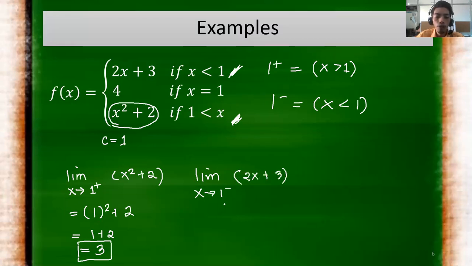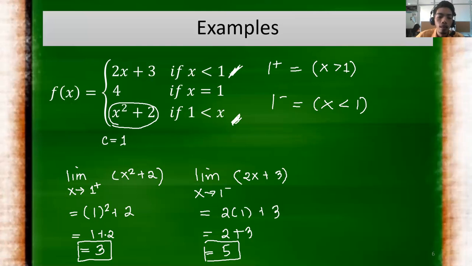Okay? So, after nating mag-get yung function na nagsasatisfy ng condition na x less than 1 kasi nga 1 from the left, i-evaluate lang natin siya by substituting 1 for x. So, we have 2 times 1 plus 3. And then you have 2 plus 3, you will get 5. Okay, now, the right hand limit is 3, 1 from the right. And then the left hand limit is 5, 1 from the left.